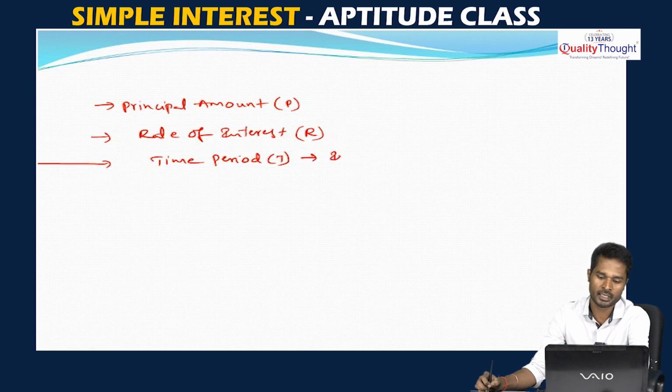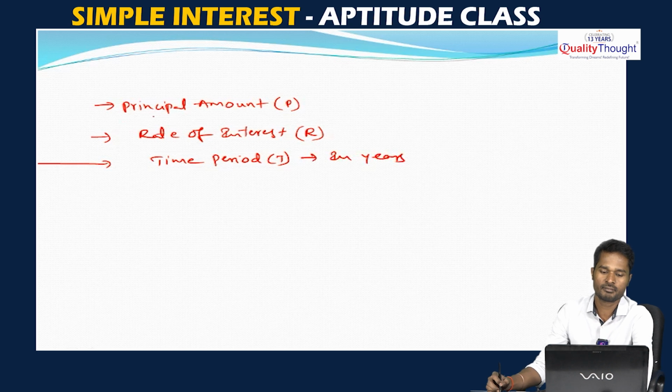This should be in years. So the time period we will take in years. So this is principal amount, rate of interest and time period. Now we will calculate the interest. So the interest is nothing but it may be simple interest or compound interest. I will denote interest with I.